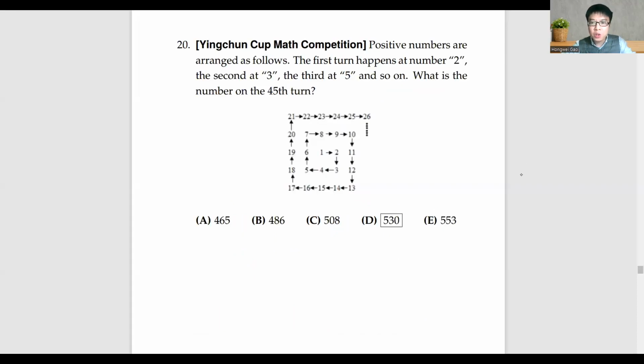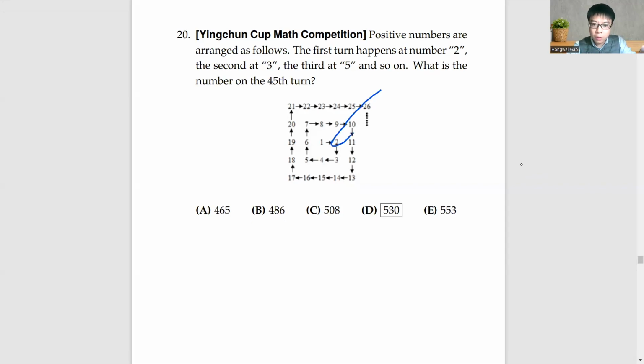Question 20. Positive numbers are arranged as follows. The first term happens at number 2, the second 3, the third 5, and so on. The picture shows. What's the number on the 45th term? And we note that there are 4 directions of turning. For example, in the first direction, we have 2, 10, 26. In the second direction, they are 3, 13. And in the third direction, they are 5, 15, 17, right? In the fourth direction, 7, 21. So there are 4 directions.